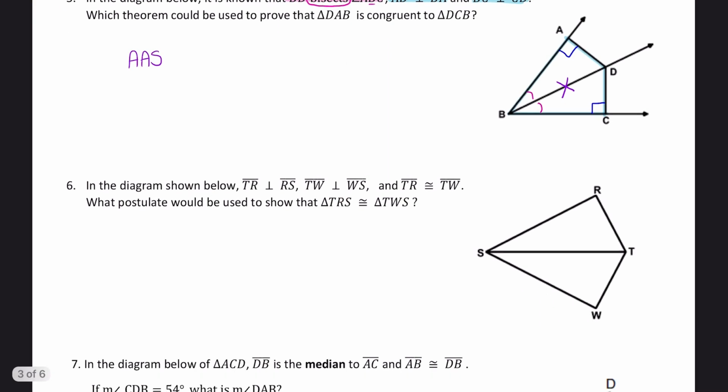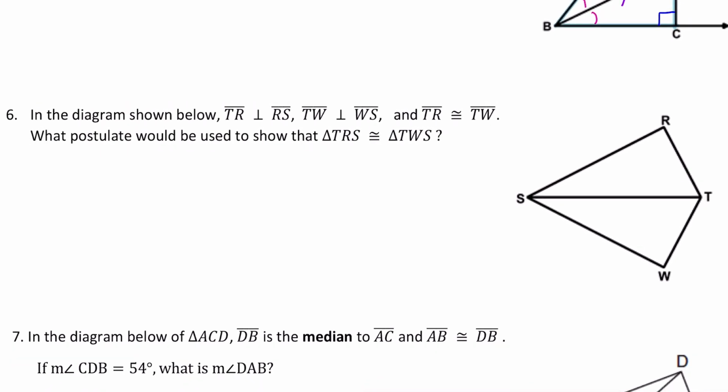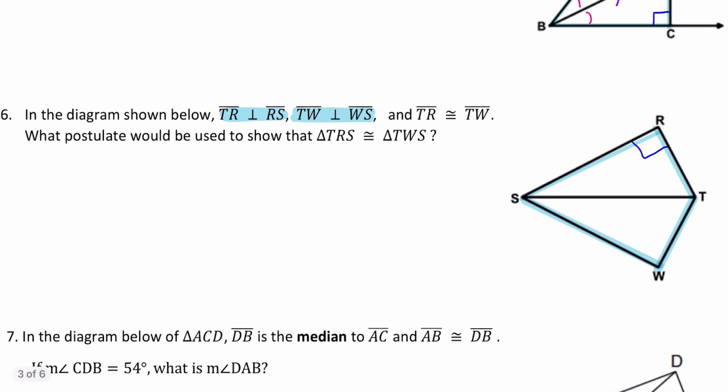Okay, moving right along to question number 6. It says, in the diagram below, and again, this is given information, we need to be careful. TR is perpendicular to RS, and let's go ahead and find that. So TR is right here, RS is right here, which means that this is my right angle. I'm going to keep on reading. I'm going to make it the same color since it's the same type of given. And TW is perpendicular to RS. So here I have TW, and I also have WS. So I know that my right angle is right here.